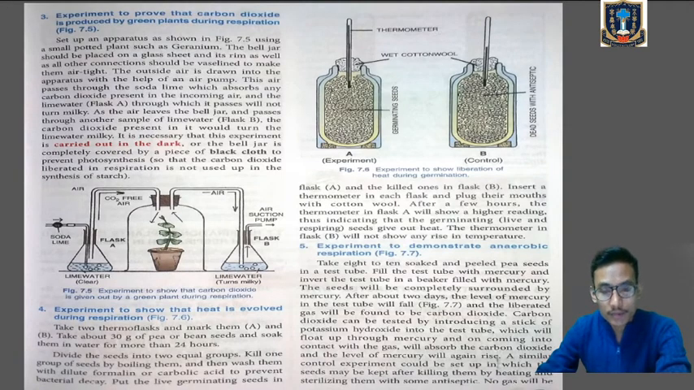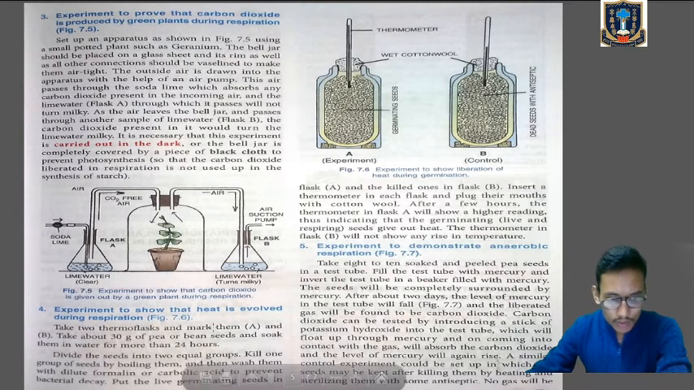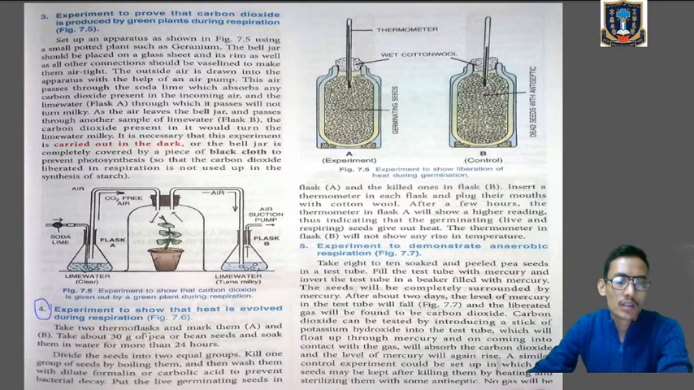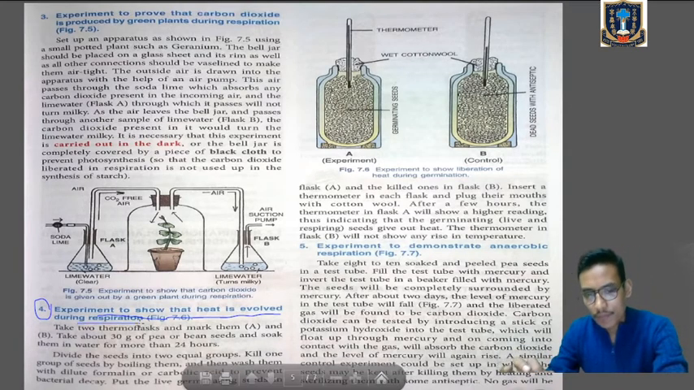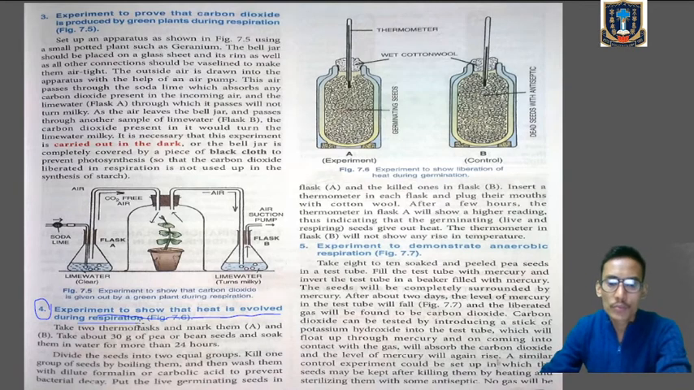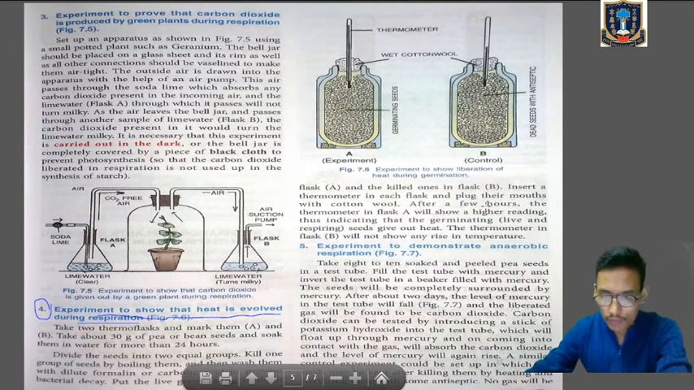We are dealing with the chapter Respiration in Plants. In the last class, we learned about a few of the experiments on respiration, and today we'll continue with the experiments. Today's experiment number 1 will be to prove that heat is evolved or produced during respiration.